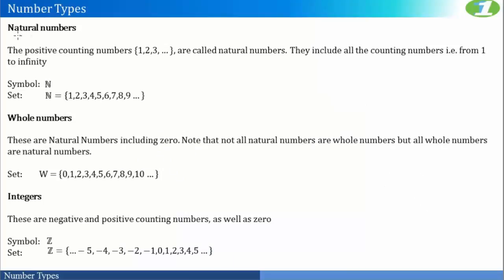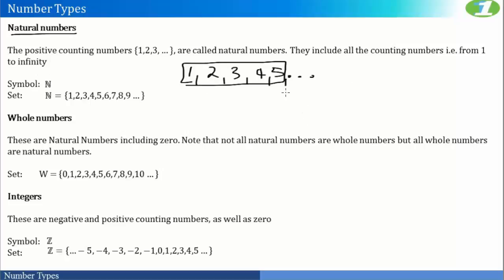So let's start out by looking at our natural numbers, and all these are pretty much positive counting numbers. Natural numbers are 1, 2, 3, 4, 5, just about any number that you can actually count, and we're really looking at positive numbers. This goes on and on into infinity. So this set includes all the counting numbers, as we said here, from 1 to infinity.